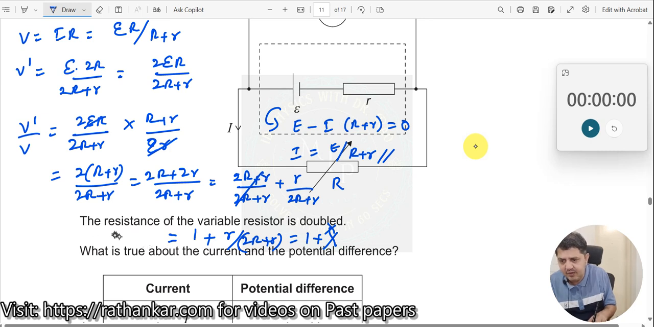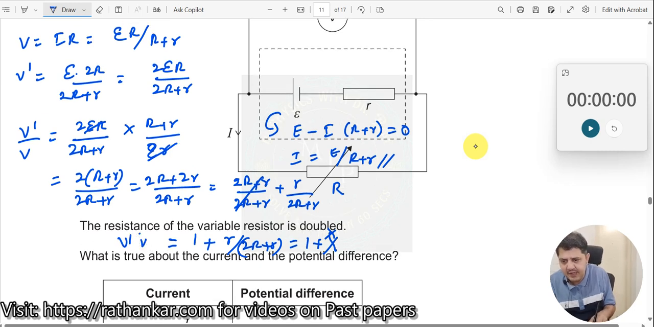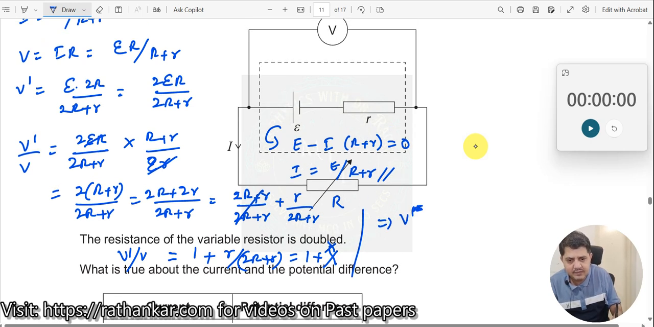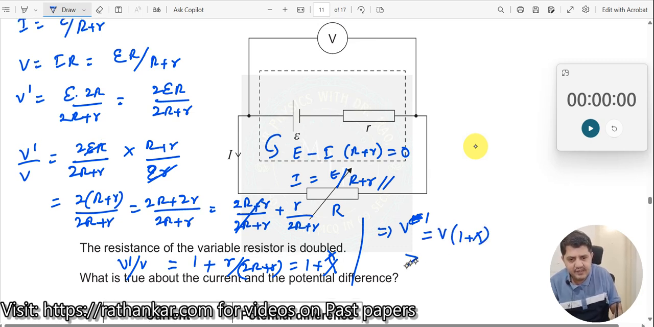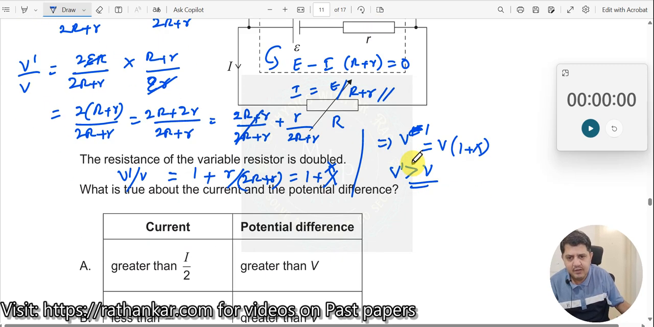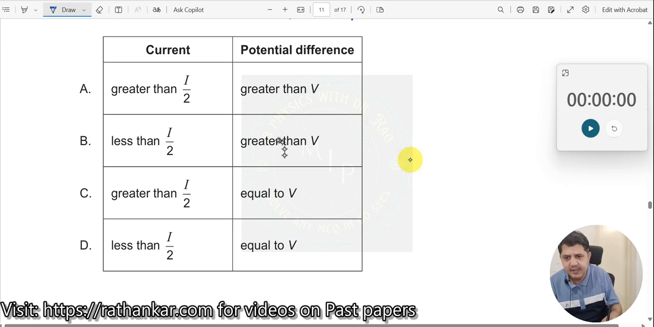Okay, now what is this? This is your V dash by V. So V dash by V equals 1 plus x, which means that V dash is equal to V into 1 plus x, which is greater than V. So V dash is greater than V. Now we have got that V dash is greater than V. So these two options are correct, these two are incorrect.